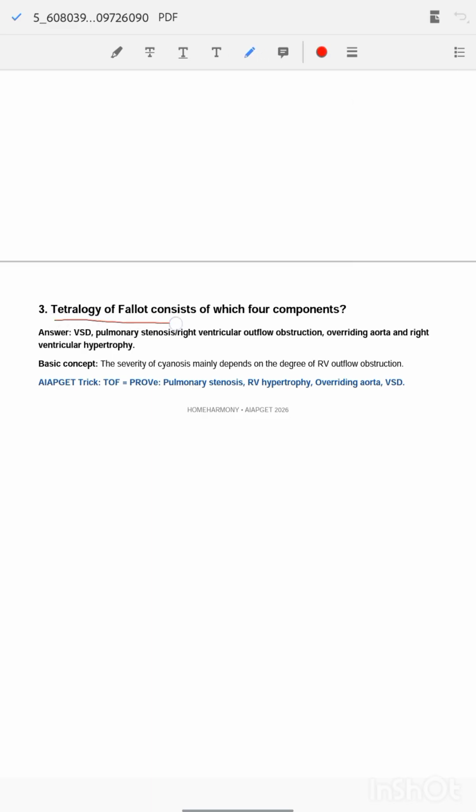Tetralogy of Fallot consists of. So what is tetralogy of Fallot? There is VSD, pulmonary stenosis, overriding aorta and right ventricular hypertrophy. The severity of cyanosis depends mainly on the degree of right ventricular outflow obstruction.